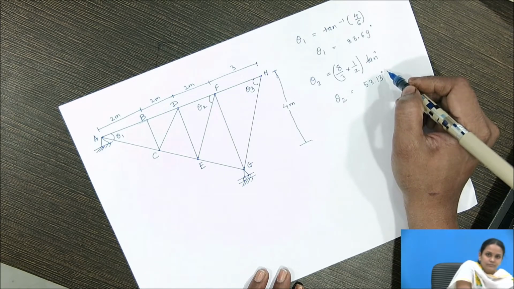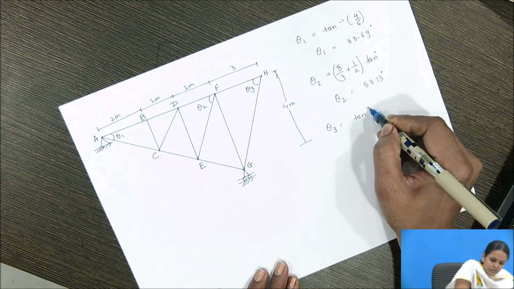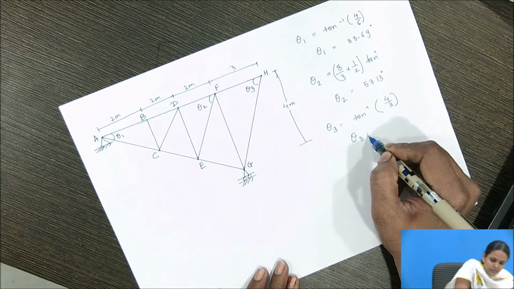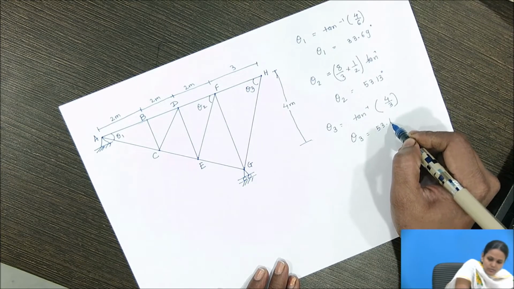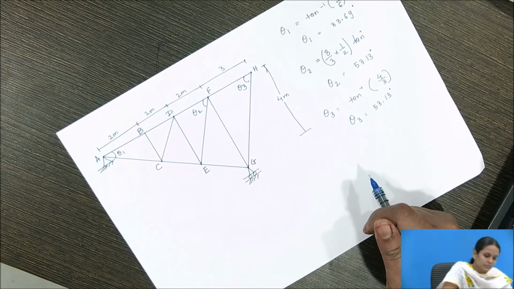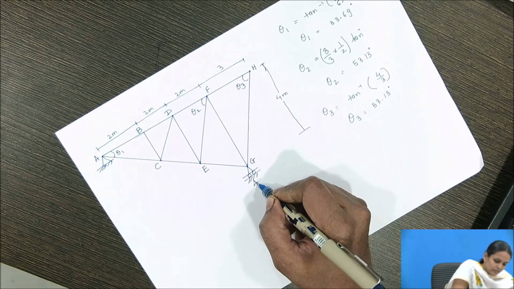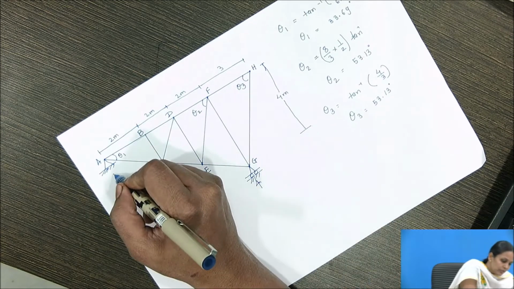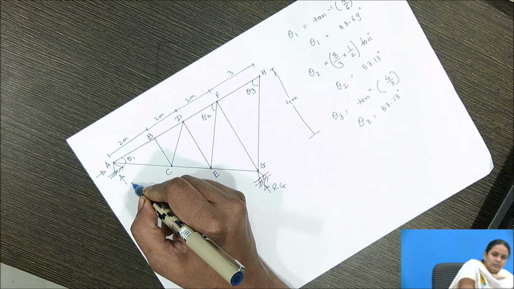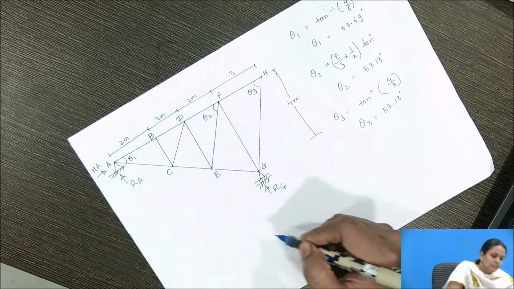Then for theta 3, we get tan inverse of 4 by 3, so again theta 3 is 53.13 degrees. First of all, we have to find the reactions of the truss at the supports. Here it is the roller support, and at support B we have the hinge support. So we will get two reactions, the vertical reaction as well as the horizontal reaction.